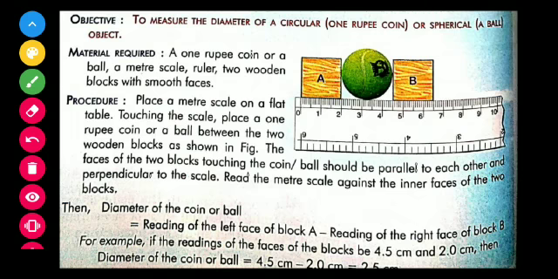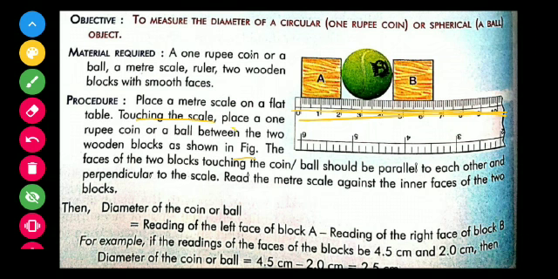Now there is an activity to measure the diameter of a circular coin or a spherical body. How to measure the diameter of a spherical body? First of all, place a meter scale on a flat table. Touching the scale, place a 1 rupee coin or ball between two wooden blocks as shown in the figure.